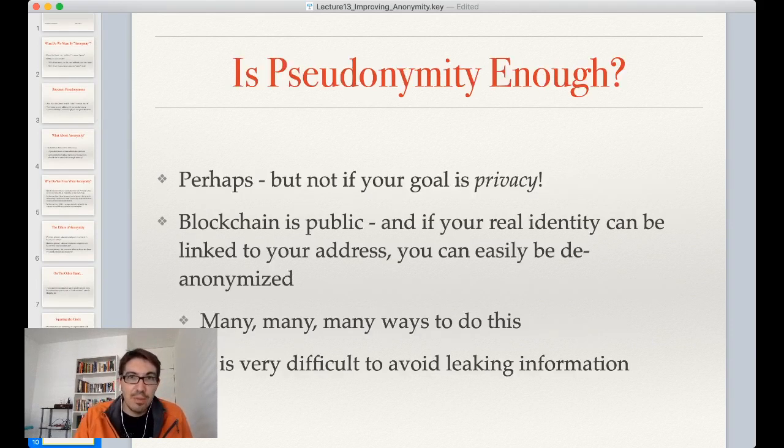So is pseudonymity enough for us? It may be. You may be fine with just that first level of privacy, where perhaps state actors could track you down, but most people looking at the Bitcoin blockchain will not be able to tell who owned what Bitcoin and what the transaction was spent upon. However, anyone who is interested in maintaining a sense of privacy should realize the blockchain is public, and if there's ever a place where your real identity is linked to an address you used, well, now you have been very easily de-anonymized, and they can then trace where the Bitcoin go. There are a lot of different ways to do this, and it turns out it is very difficult to avoid leaking information about yourself.